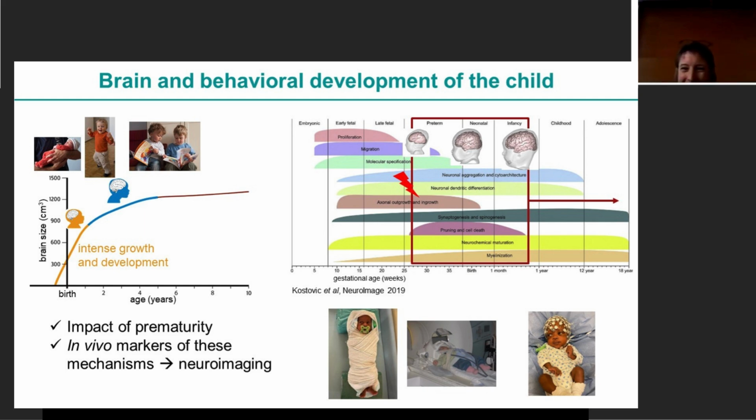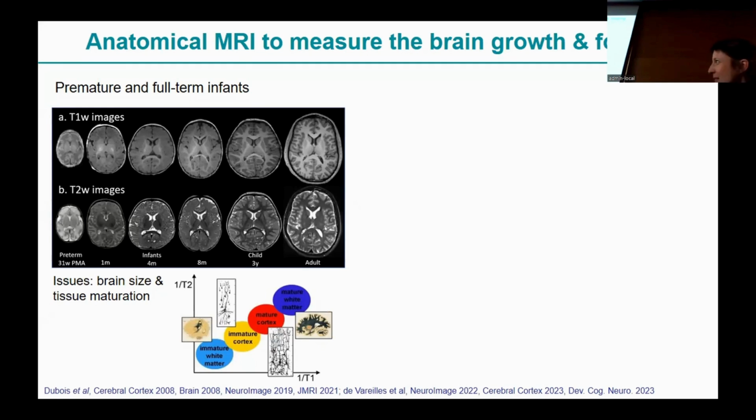Thank you, Serena. And actually, you all know that the behavioral acquisitions of the infants and the children are mainly related to the intense development of their brain, which in itself relies on several molecular and cellular processes that are overlapping and interacting during development. So first, as Serena says, we can use anatomical MRI, so mostly T2-weighted images in babies, to measure the brain growth and the brain folding.